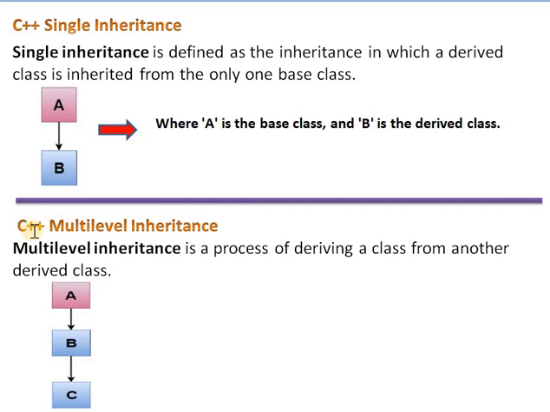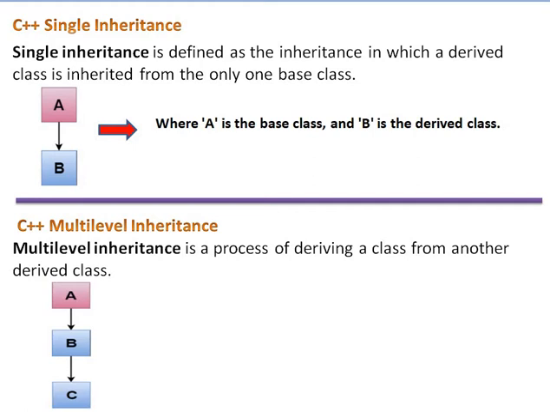Next type of inheritance is the multi-level inheritance. This figure shows the structure of multi-level inheritance. There are multiple levels available in this type of inheritance, so this type of inheritance is called multi-level inheritance. Multi-level inheritance is a process of deriving a class from another derived class. There are different levels in this type of inheritance.